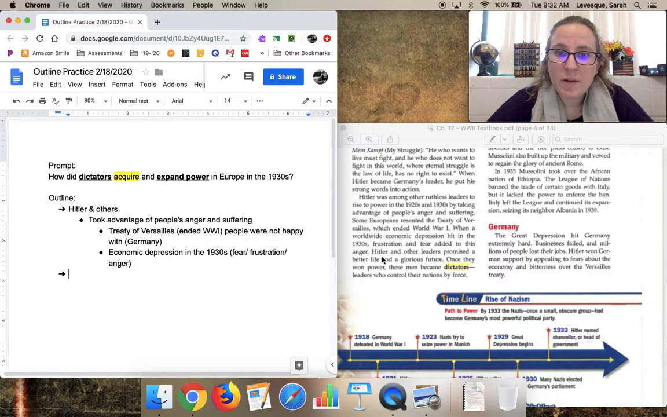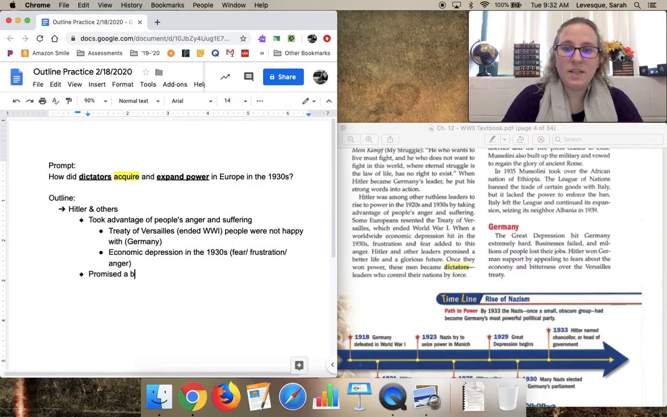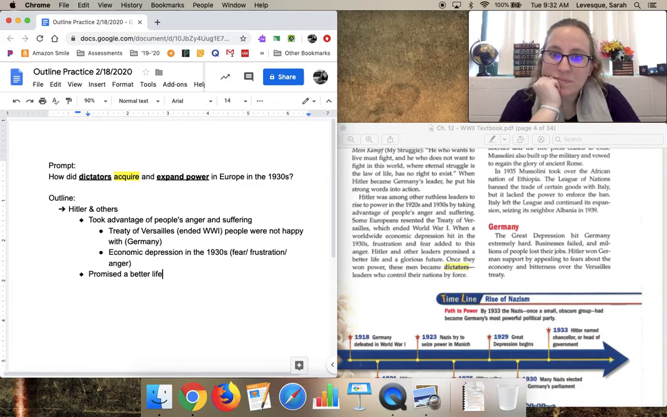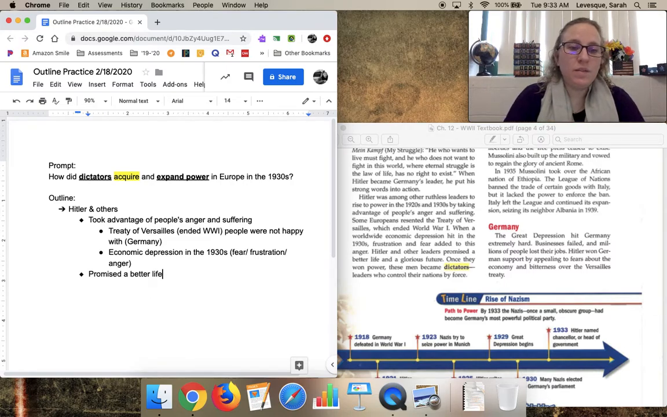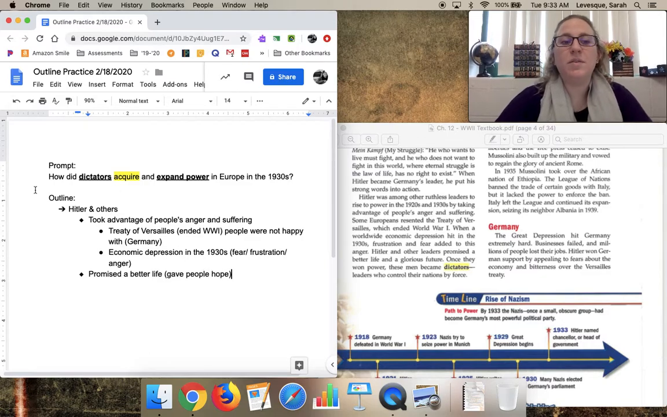Hitler and other leaders promised a better life, so took advantage of people's suffering. Hitler and others promised a better life and a glorious future. Once they won power, these men became dictators, leaders who control their nations by force. So promised a better life, gave people hope. And what I'm doing here is in an outline, it's just rough ideas of what I'm thinking, what maybe I want to talk about.